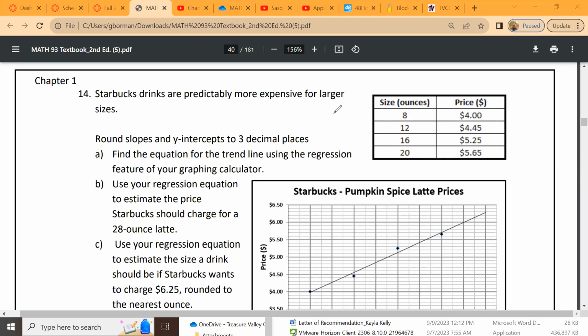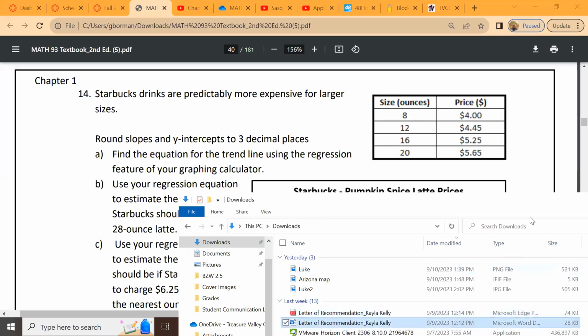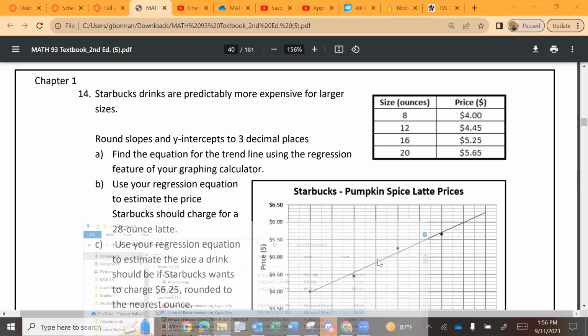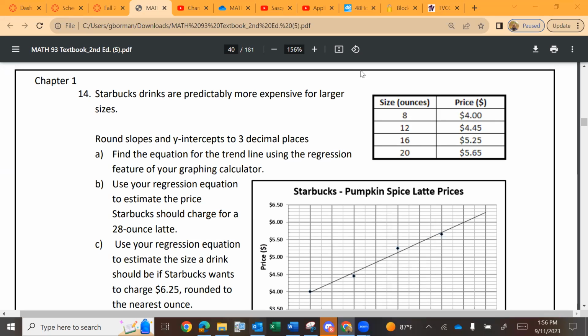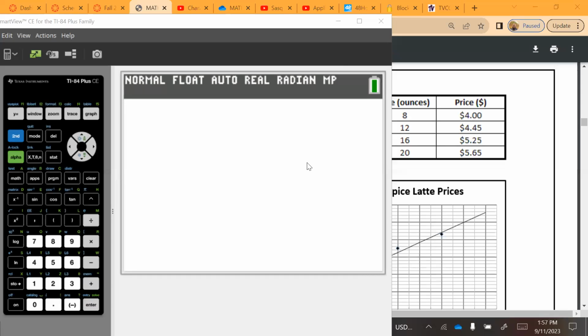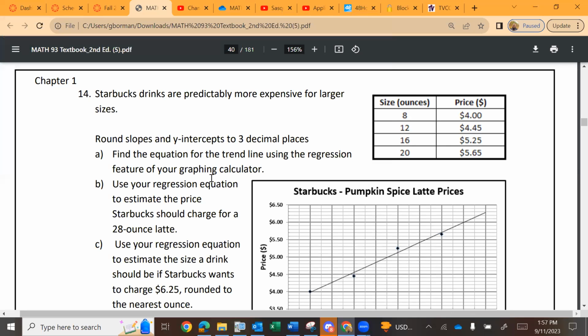Okay, now it's time to get serious. Okay, let me click on that. All righty. So get rid of that thing. Okay, so let me pause this. Okay, so the first thing we've got to do is, because it does say use your graphing calculator, find the equation of the trend line.